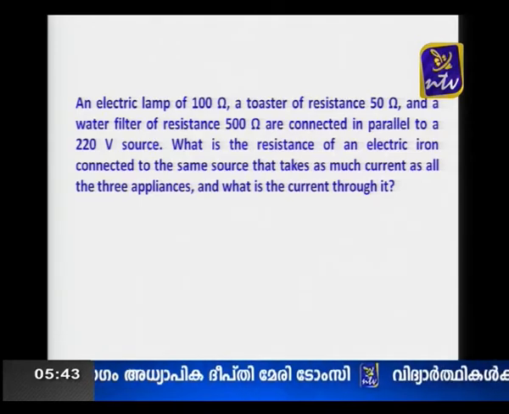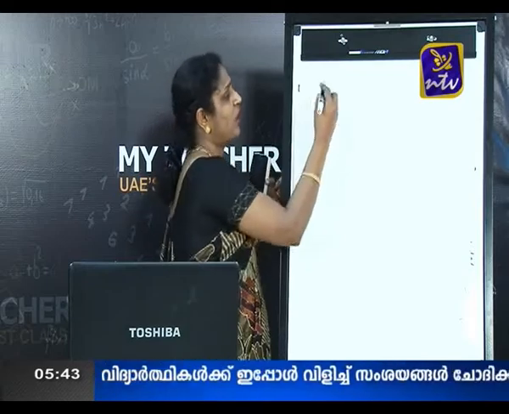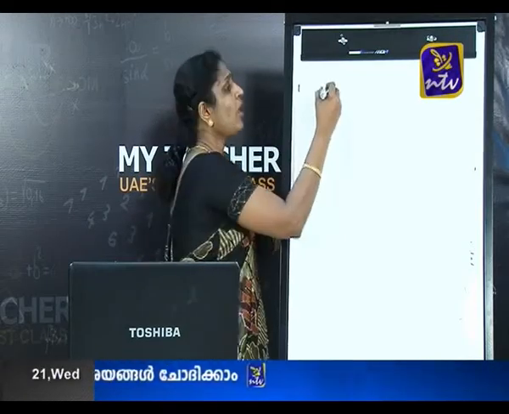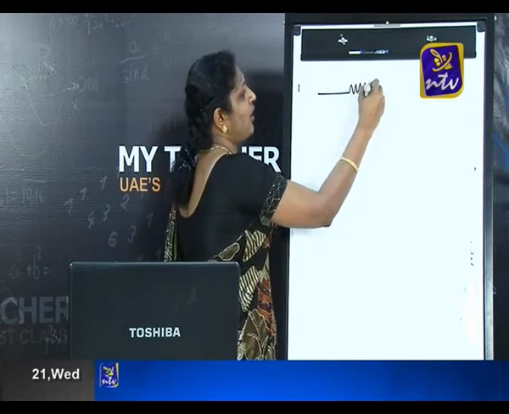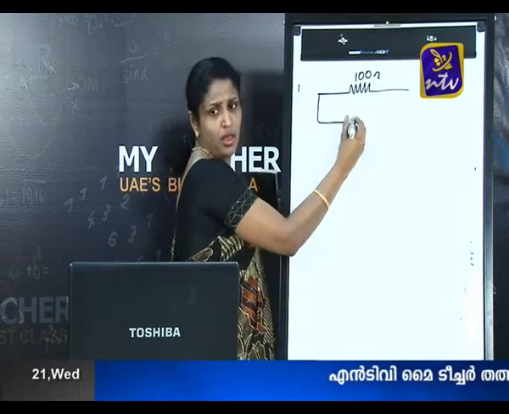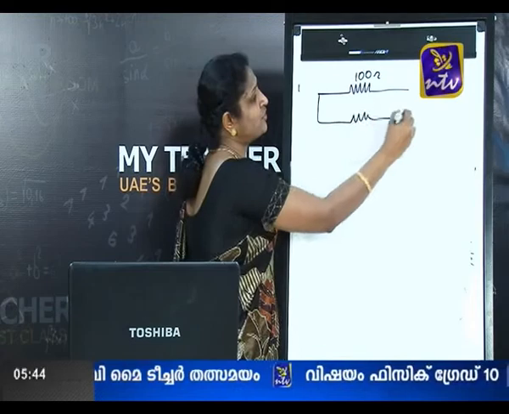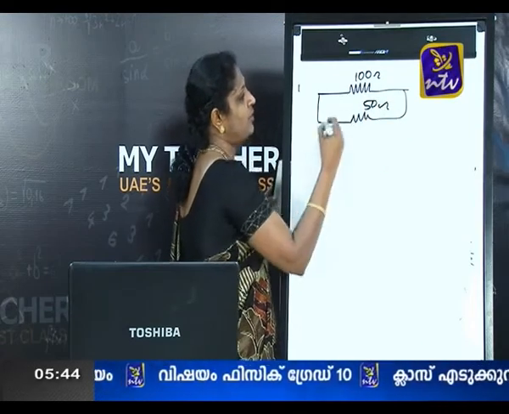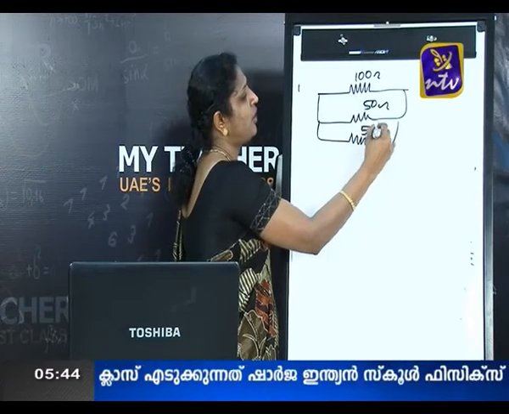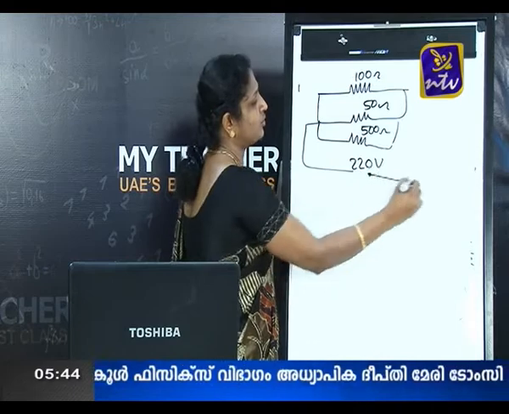Let us see how we can solve this problem. We have connected a lamp of 100 ohms, a toaster of 50 ohms and a water filter of 500 ohms across a source of 220 volt.